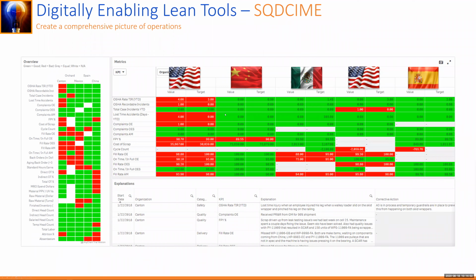And then here, what we can see is what was the actual value, what was the target, how bad was the miss, and then we can see the explanations for that. So once again, it's not just looking at the performance metric itself, but you want to be able to see the why. You want to understand what happened. The other thing that we did here was tie it to the corrective actions and track those corrective actions within the same system. So this bubbles up all the way from the shop floor, all the way up through the Chief Operating Officer.